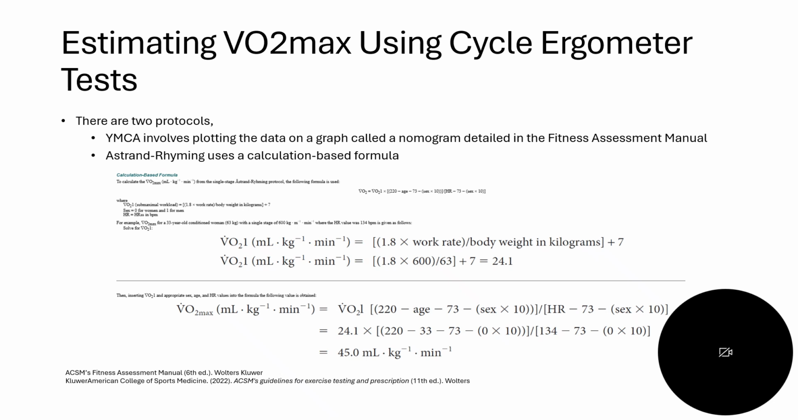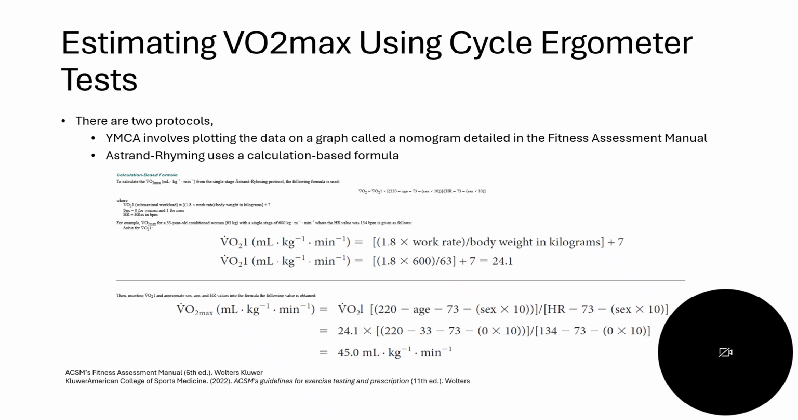There are 2 protocols for estimating the VO2 max using the cycle ergometer test. One is the YMCA, which involves plotting the data on a graph called a nomogram, detailed in the fitness assessment manual. And then the second one is the Astrand-Rhyming, which uses a calculation-based formula. And this formula is as indicated below.